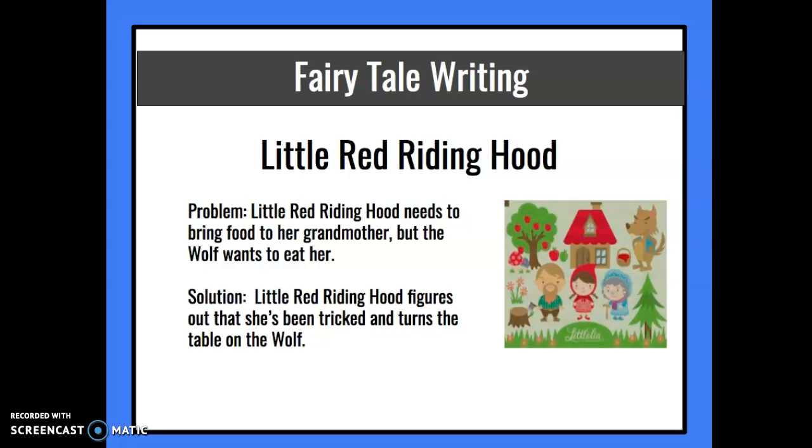In Little Red Riding Hood, the problem was that Little Red Riding Hood needs to bring food to her grandmother, but the wolf wants to eat her. The solution was that Little Red Riding Hood figures out that she's been tricked and turns the tables on the wolf.